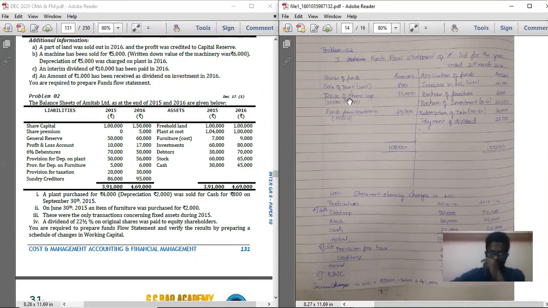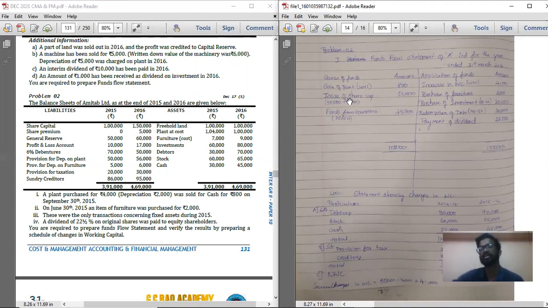So below that, record the next problem, problem number 2, statement number 1. Statement 1, fund flow statement of A Limited for the year ended 31st March 2016.